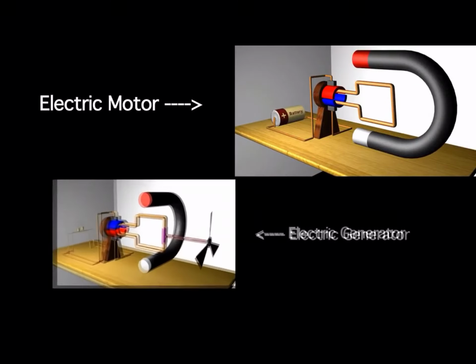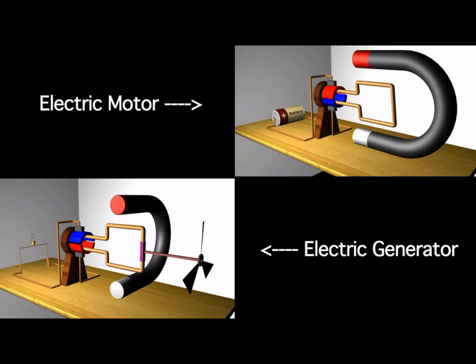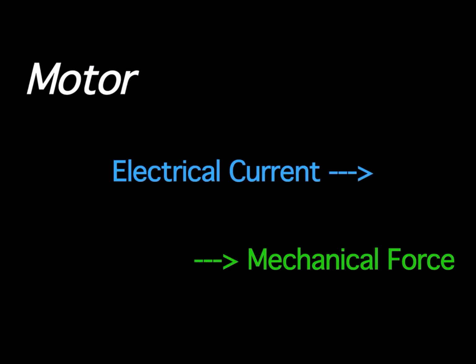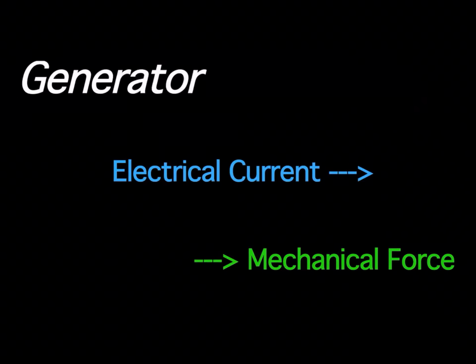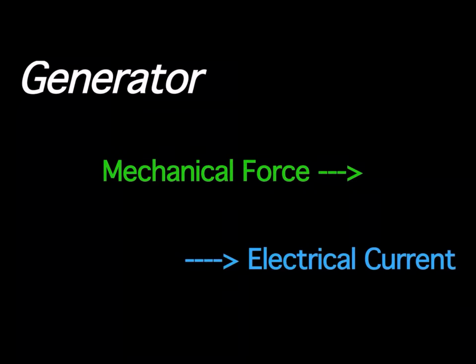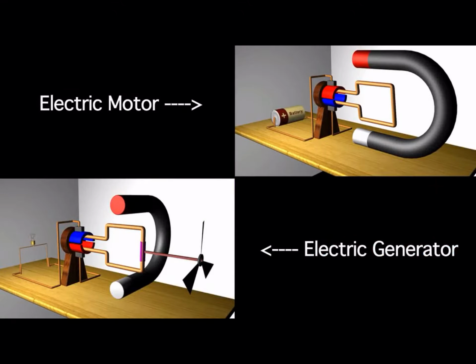The electric motor and the electric generator are related like two sides of a coin. In general, the task of an electric motor is to convert electrical current into mechanical force. An electrical generator, on the other hand, converts mechanical force into electrical current. And this is super cool, because as you can see, we can simply rearrange our motor into a generator.